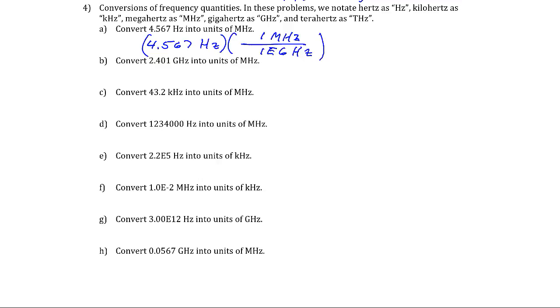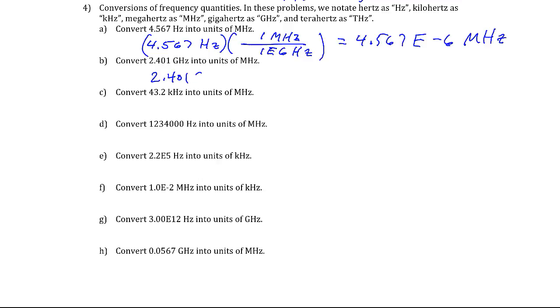And now I've got the units of hertz canceling from the first term to the second term. And I've got 4.567 divided by 10 to the 6th, which is 4.567 times 10 to the minus 6 megahertz. Mega is plus 6, and I have a minus 6 here, so those could technically cancel, and I would get 4.567 hertz, which is what I did indeed start with.